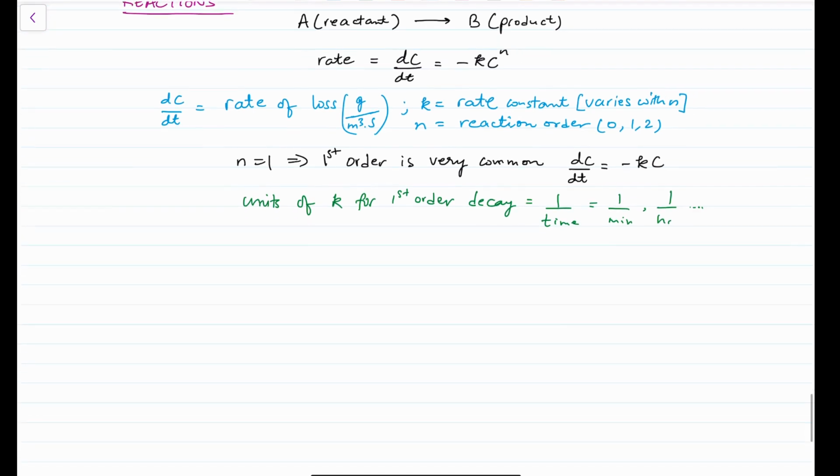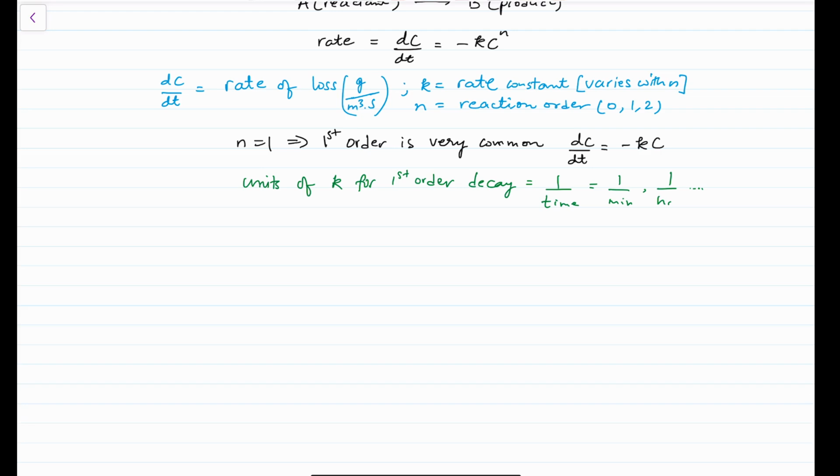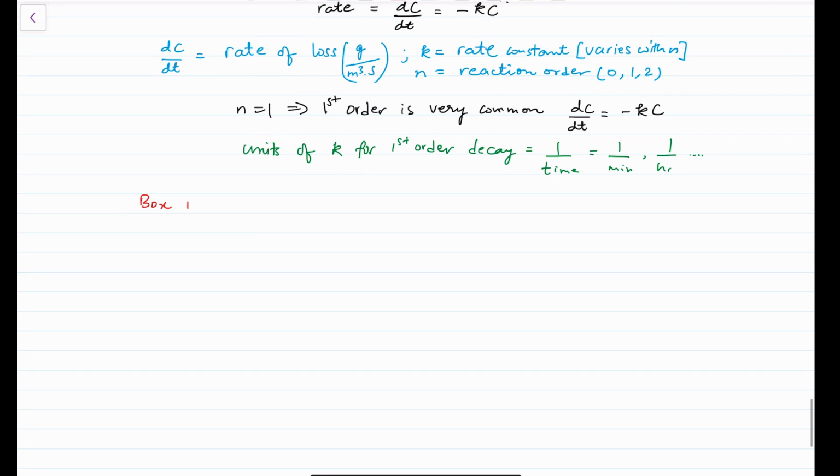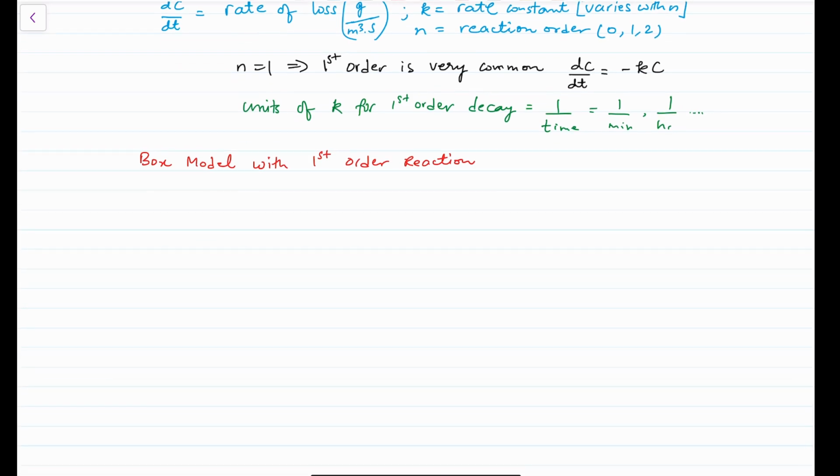Now if we write a box model, okay, now that we learned this, if we do a box model with first order reaction, so now let's write down the equation again. M dot is equal to d(CV)/dt is equal to m dot in minus m dot out plus reaction. Just using a short form for that.